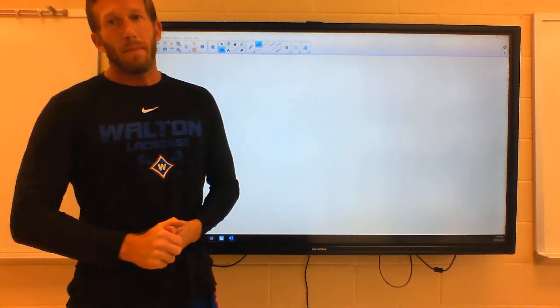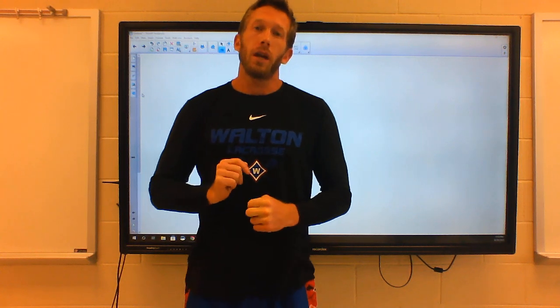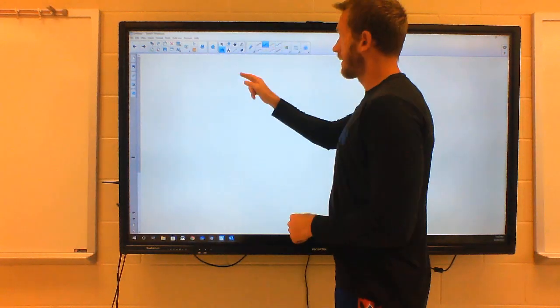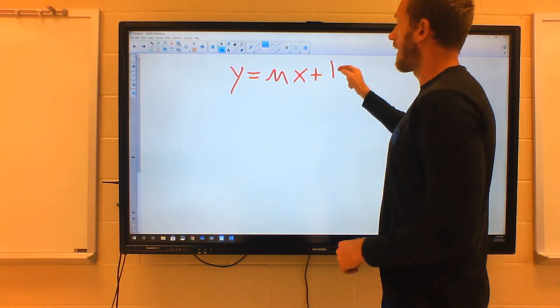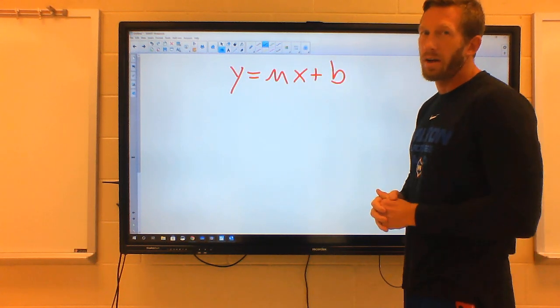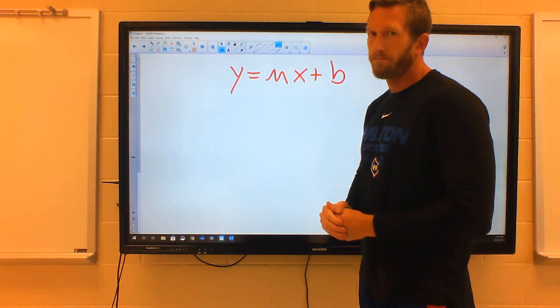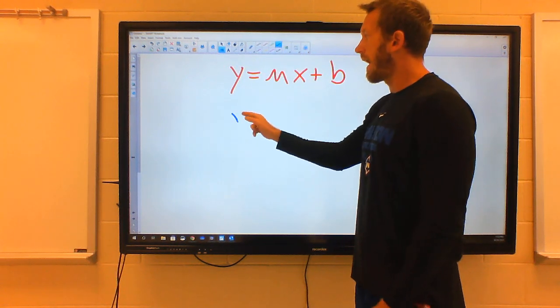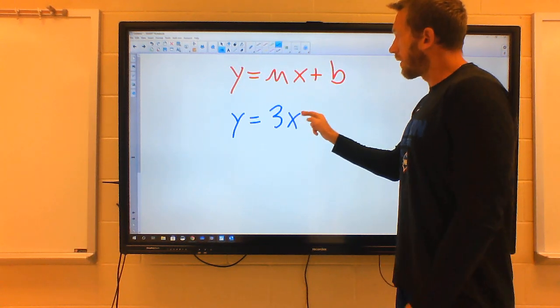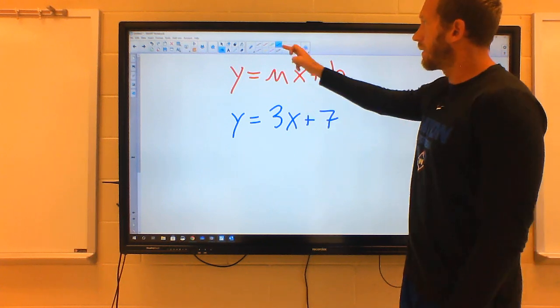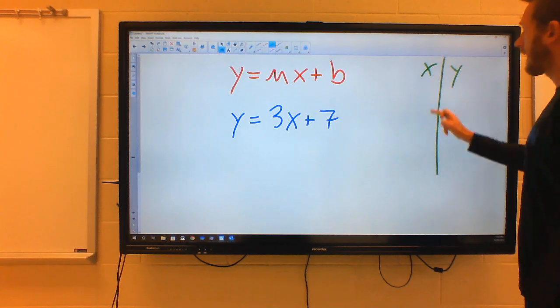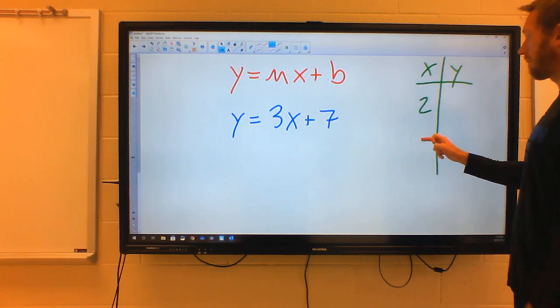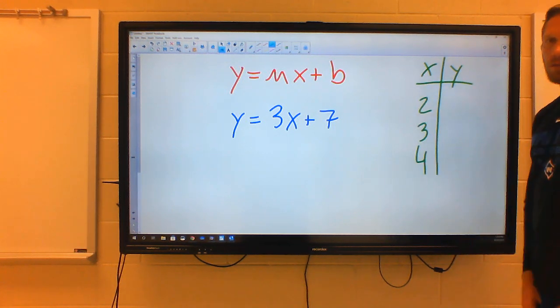Today we're going to talk about function notation. So previously, you looked at lines, and you had lines written in this format. This is slope-intercept form of a linear equation. Specifically, maybe you would have y equals 3x plus 7. And then they might have given you an x and y table and said, fill in this table, 2, 3, 4, etc.